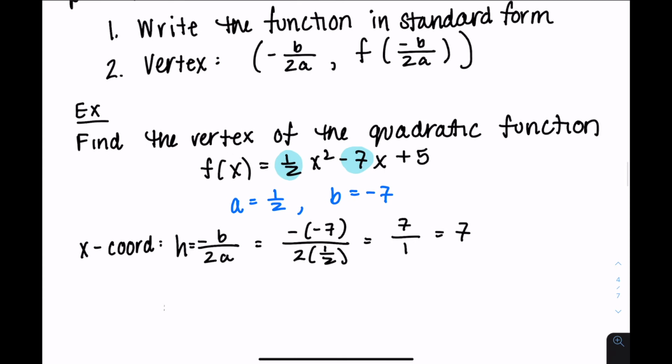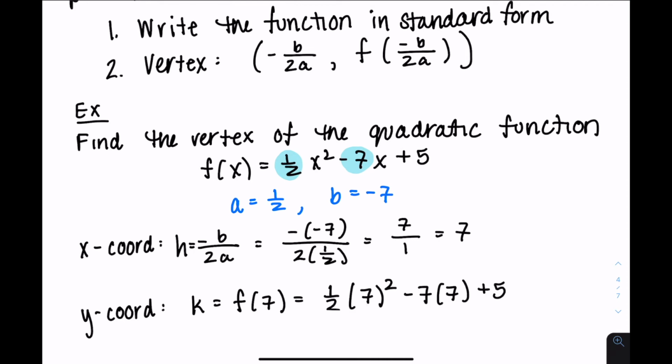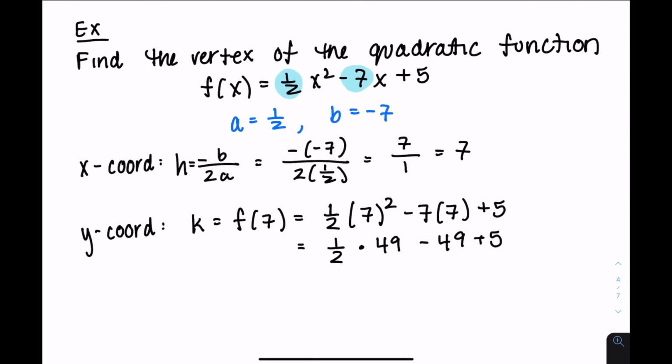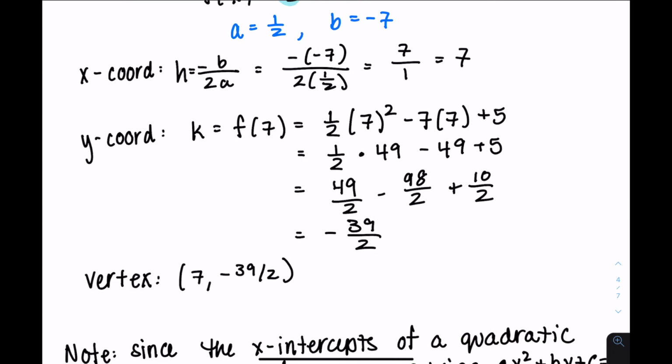To find the y-coordinate, I just need the other point this goes through. So the y-coordinate is k. It's our function evaluated at 7. So if you plug that in and simplify everything, you're going to get 1/2 times 49 minus 49 plus 5. Not going to be a pretty number because it is a fraction. So change everything to have a denominator of 2. And you'll find out the y-coordinate is negative 39 over 2. So our vertex is (7, negative 39 over 2). You can see this would be quite a tedious one to actually put into standard form, so utilizing this formula is a little bit simpler.